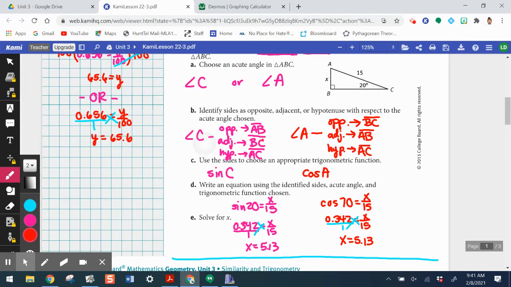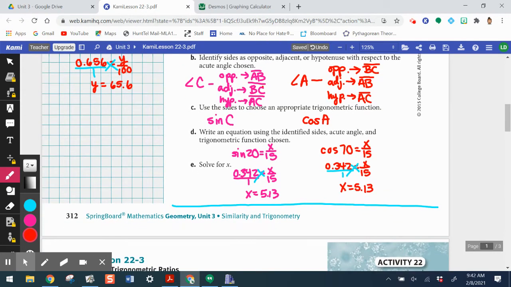So if we're focusing on angle C, we're looking for the opposite side, and we're given the hypotenuse. Which trig function uses the opposite side compared to the hypotenuse? Well, the sine function. So we're going to use the sine of C. But if you're looking at angle A, and if A is the indicated angle, we're looking for the adjacent side, and we're given the hypotenuse. So you could use the cosine of A.